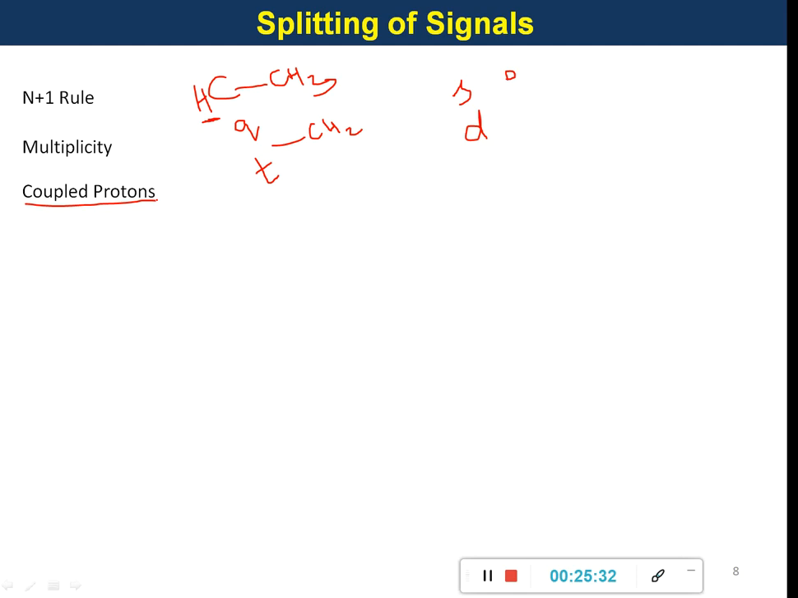So, coupled proton. What do we mean by coupled proton? The splitting is always mutual. That is, they are the protons that split each other's signal. That is called coupled protons.